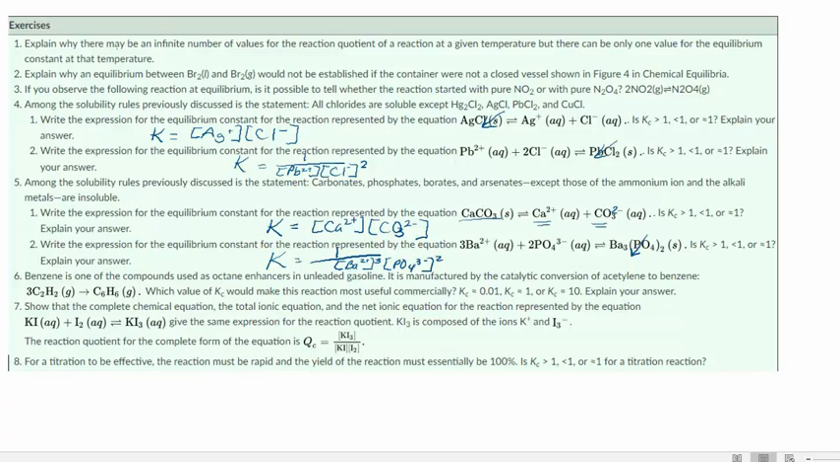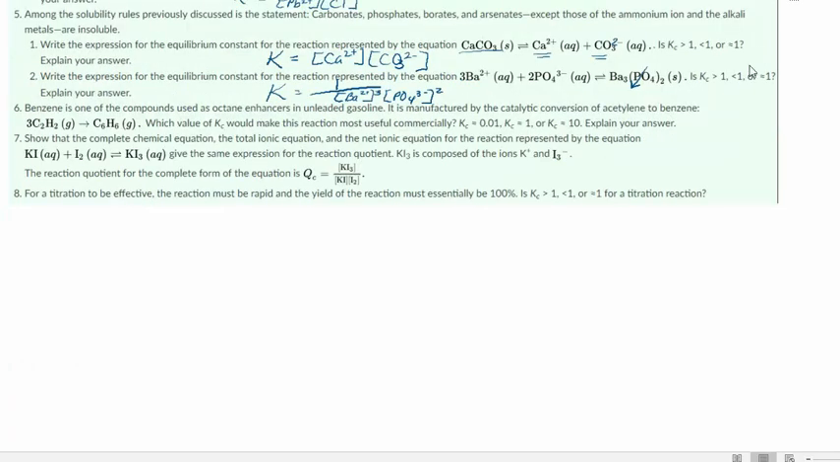Number 6, we have these compounds, benzene and acetylene. So we convert acetylene into benzene. Which value of Kc would make this reaction most useful commercially? Well, if the Kc was 10, so much more product at equilibrium, then this would be a very useful reaction commercially.